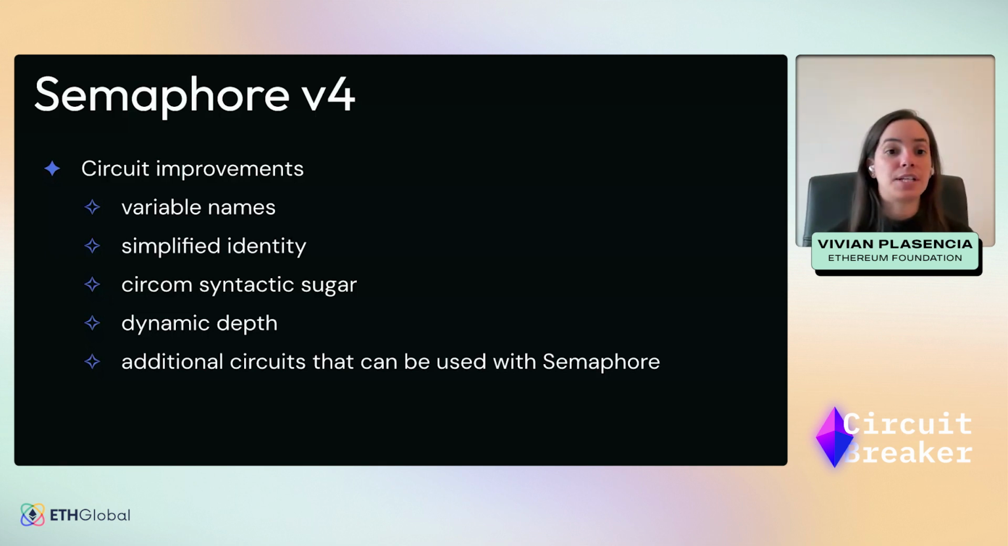Regarding the circuit, there are new names for some variables. We will have simplified identities. Also, we added Circom syntactic sugar. We also have dynamic depth now, and we will have additional circuits to use with Semaphore. So you will have other features not integrated into the protocol, but you can use them with the protocol.